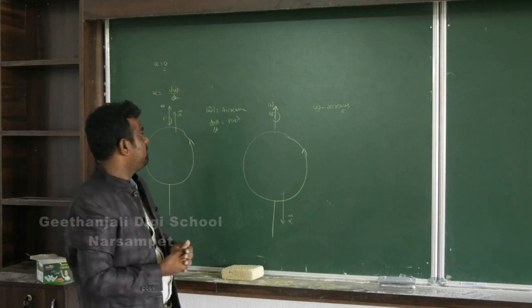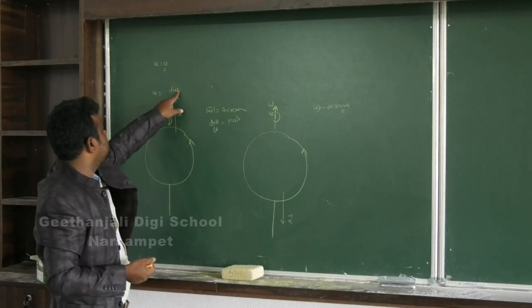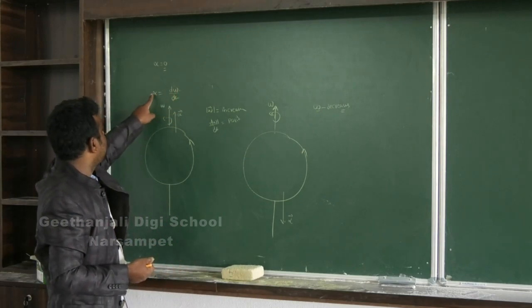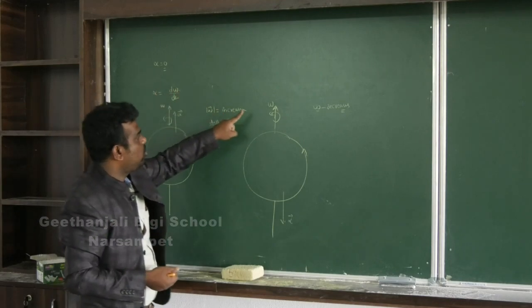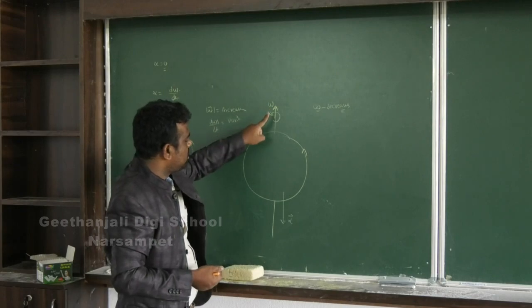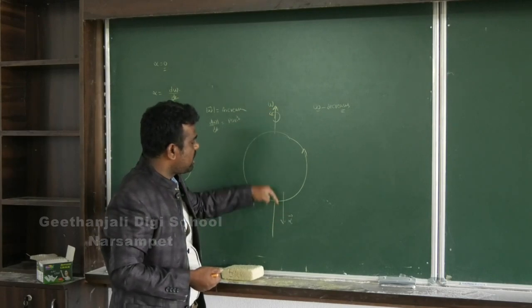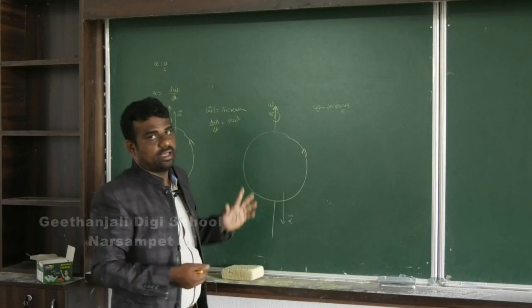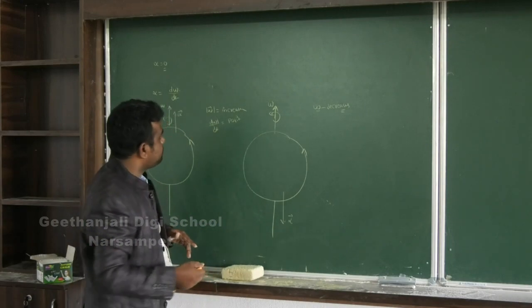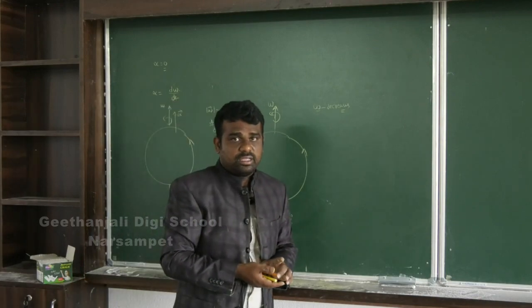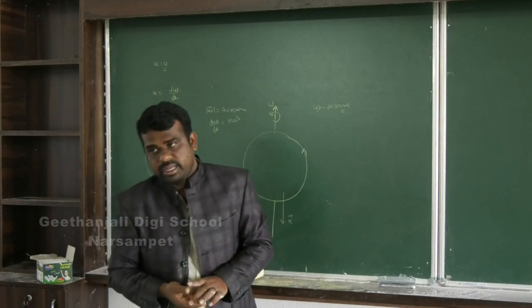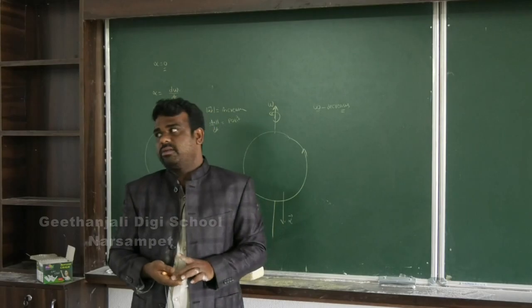Is it clear? Very simple. When omega increases, the direction of angular acceleration is parallel to omega. When omega decreases, the direction of angular acceleration is anti-parallel to omega. So like this you can find out the directions of angular acceleration. In the next class we will discuss the relation between the linear and angular variables.